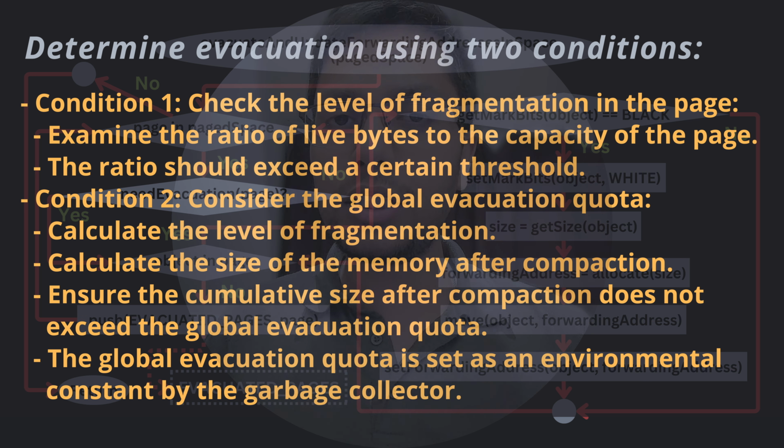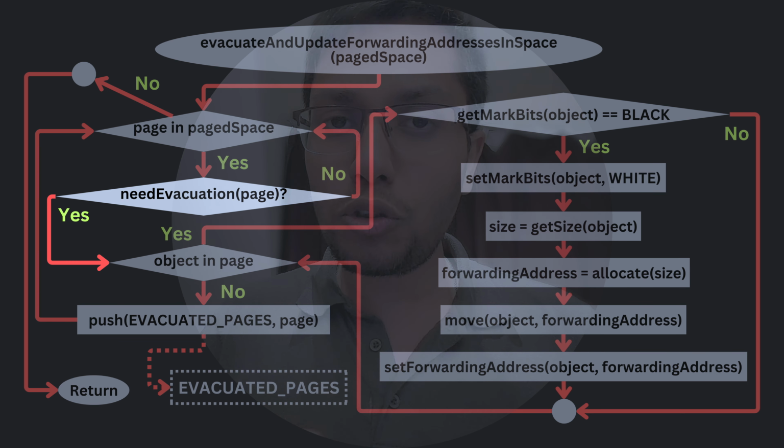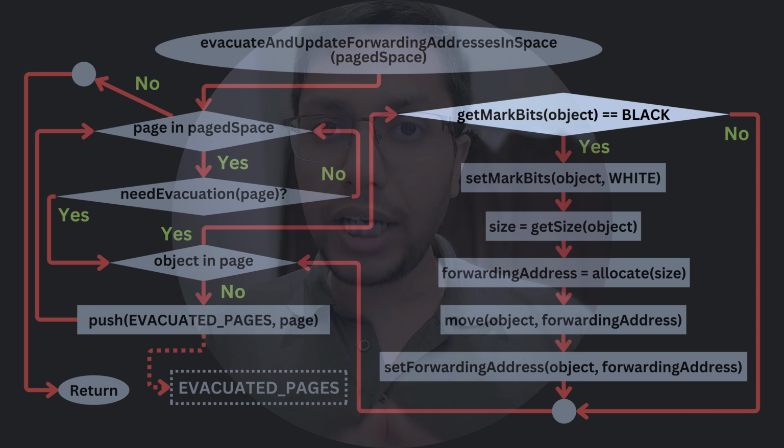The second condition is the global evacuation quota. We know about the live bytes in a particular page. If we add them up one by one, they shouldn't exceed this global evacuation quota, which is set up as an environmental constant by the garbage collector. Now, if a page needs to be evacuated, then we iterate through all the objects within that page one by one and check if a particular object is marked or not.